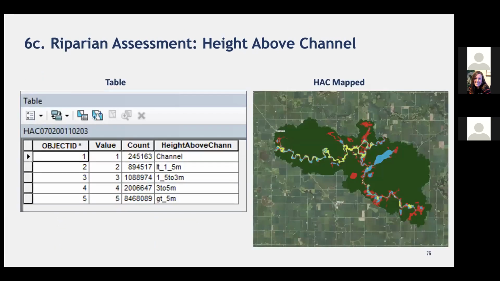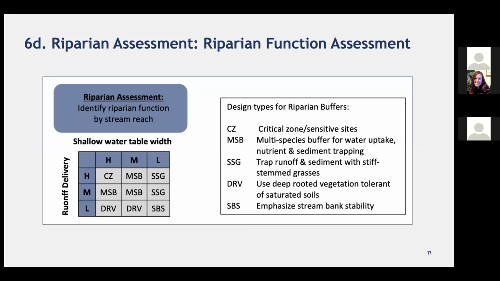So here's what that would look like in terms of a table and map. You can see that the height above channel varies anywhere from basically less than 1 to 5 meters. So the closer you are to that channel, oftentimes the variability is less. And then as you move out onto the landscape, there's an increase in that height above channel. And again, that's important because it helps us to understand how we can best design our riparian buffers.